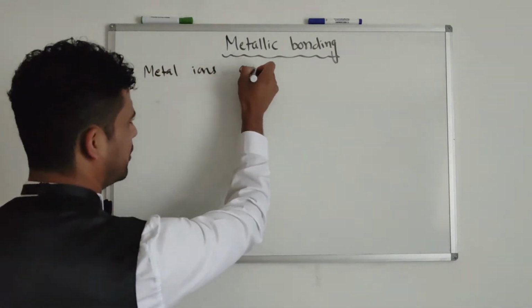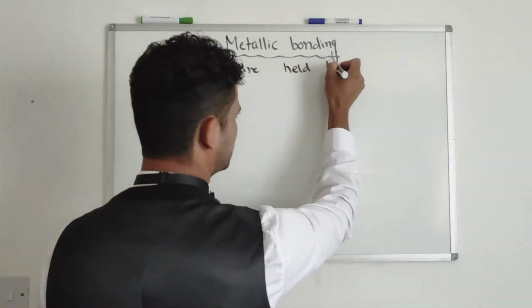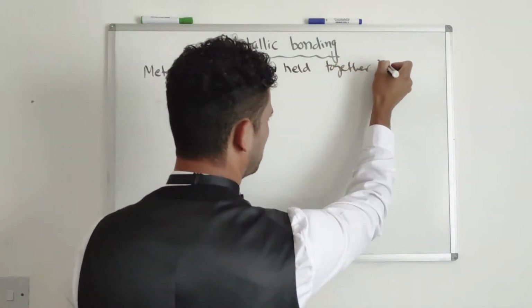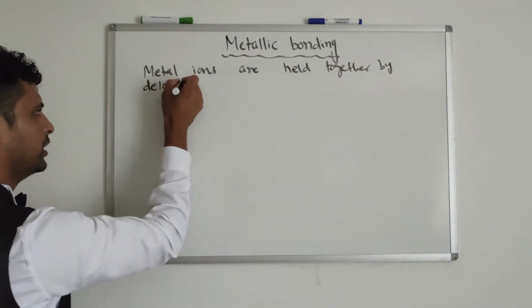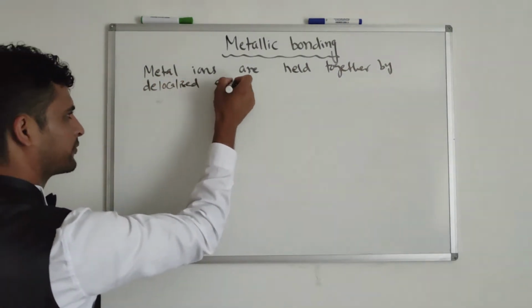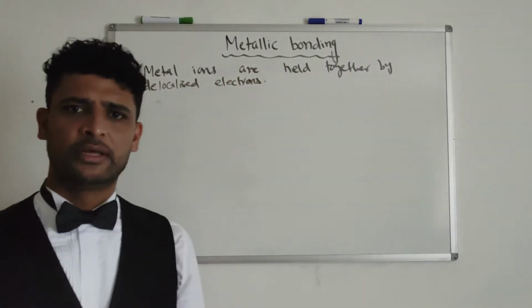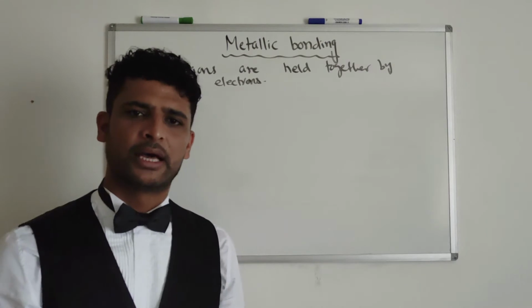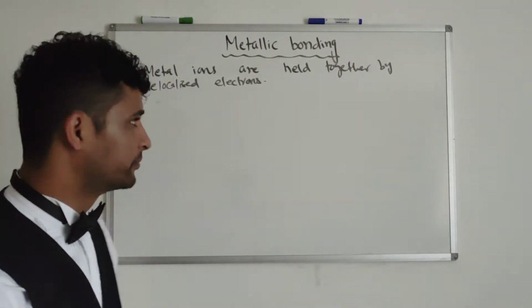So the definition will be: metal ions are held together by delocalized electrons. So it's a bond between the metal ions and the electrons which are delocalized, and I'm going to explain that in detail in a minute.